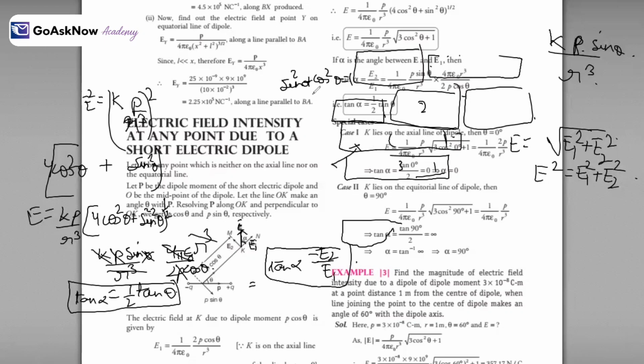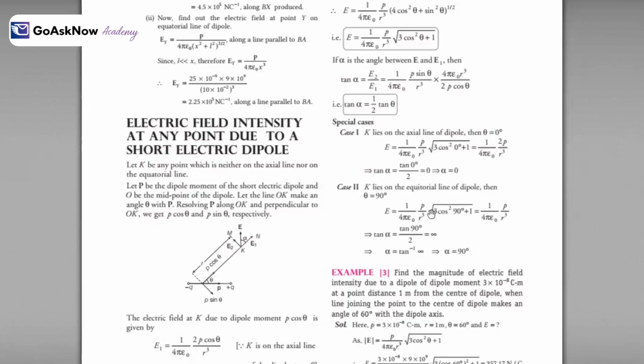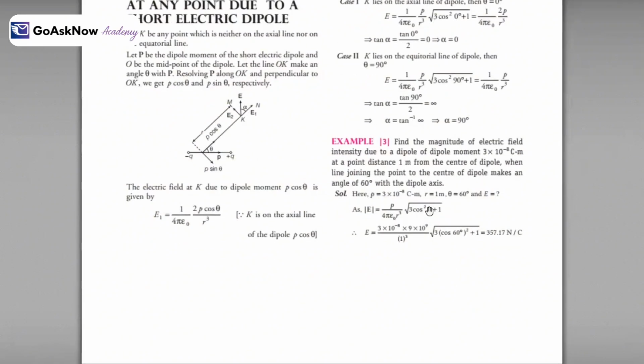Let's also try to see some examples here, and we should remove the other drawings. Find the magnitude of the electric field intensity due to a dipole moment at a point at a distance of 1 meter from the center of the dipole, when the line joining the point to the center of the dipole makes an angle of 60 degrees with the dipole axis. Here the p value is given as 3 into 10 to the power minus 4 coulomb meter. So we have to see what the calculations are here.